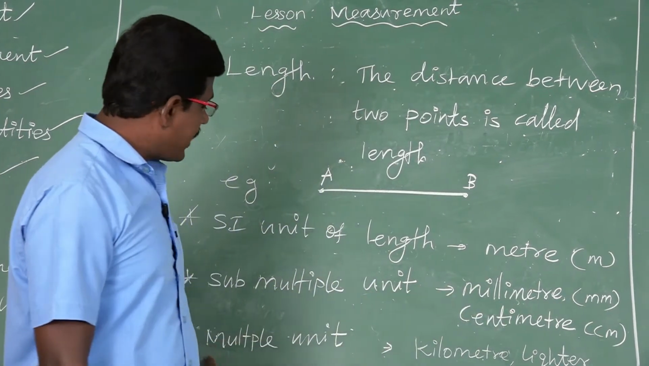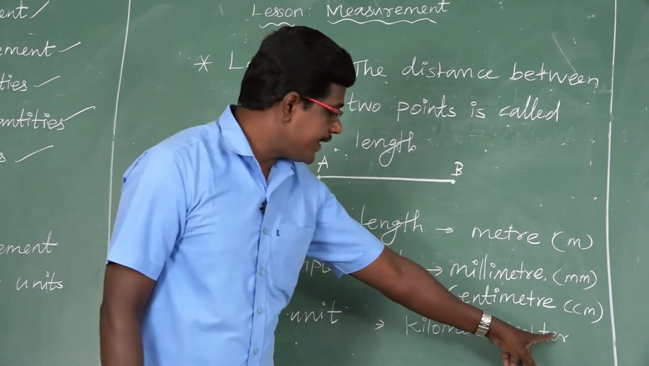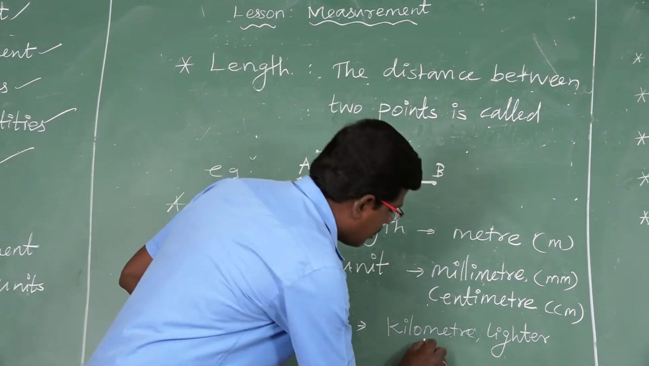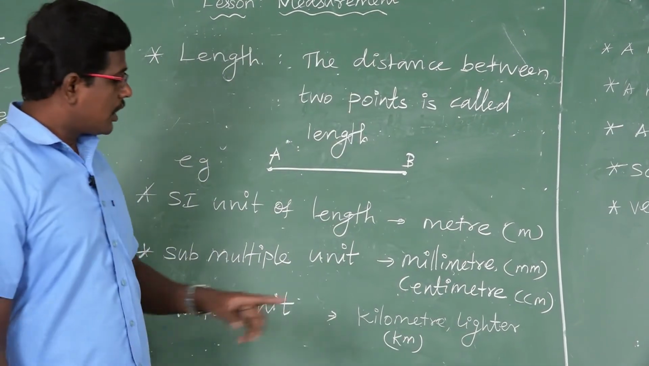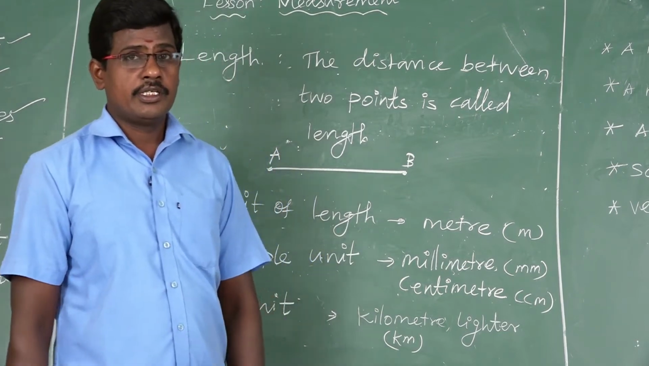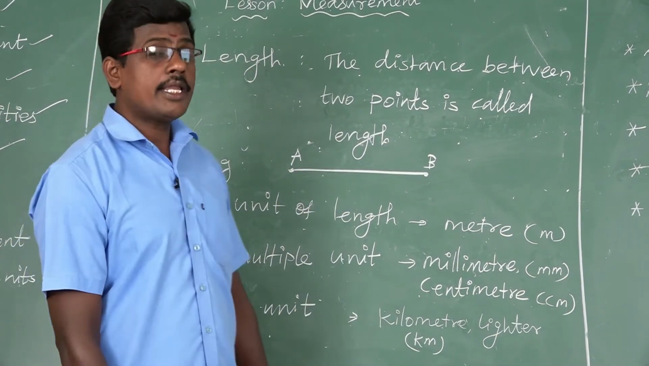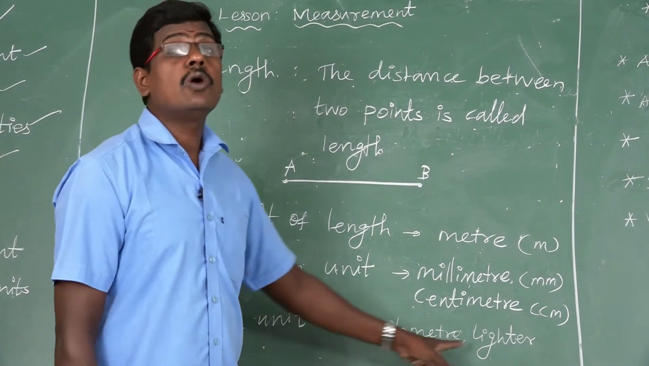Next, multiple units: the kilometer and the light year. The kilometer symbol is km. The kilometer is used to measure longer distances, such as city to city, or area to area. The unit used for those is the kilometer.